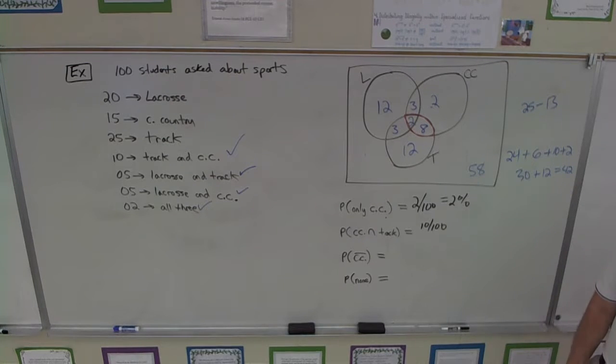What about the probability of cross country? What's that bar on top mean? Not. Another way to say not cross country. So not cross country is.